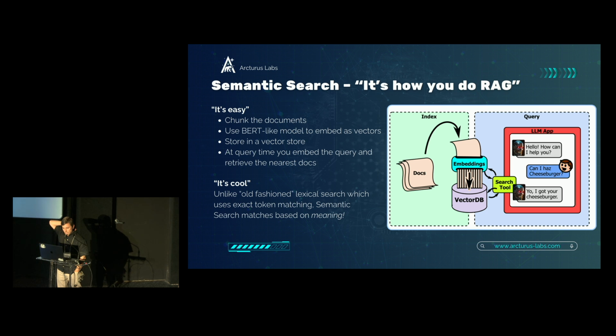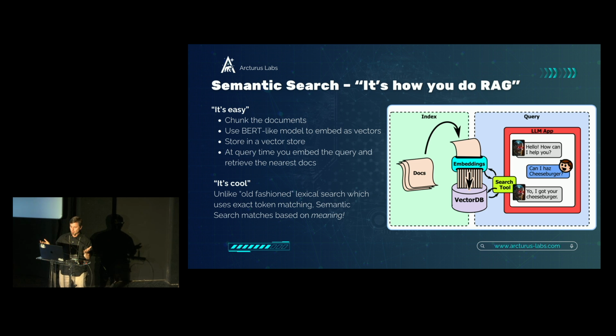All right. So semantic search. That's the way you do RAG, right? It's easy. All you have to do is take your documents, chunk them up into little segments of information. You use some sort of BERT-like transformer model to embed them. Dump those in a vector store, and at query time, you just take the query, do the same process, match the vectors, dump that into the prompt, and Bob's your uncle. It's a really easy way of implementing RAG.